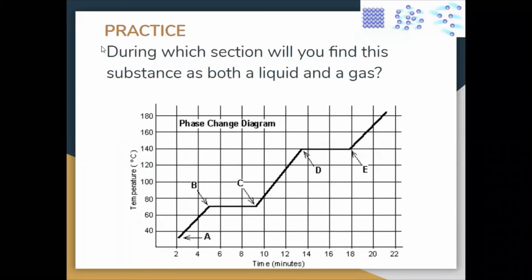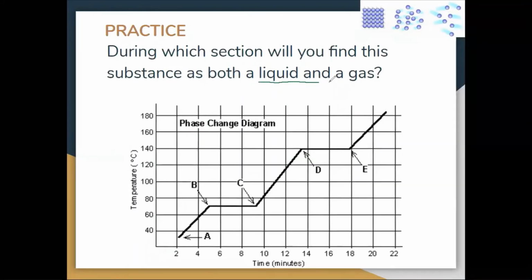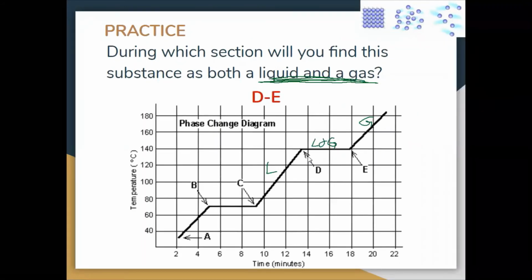Okay, another question. During which section will you find both liquid and the gas? Which section? D and E, right? Because this is liquid only. This is gas only. So that means you can't have solid here. It's always in between. So this is going to be your liquid and your gas. So your answer to this one will be right here at DE.